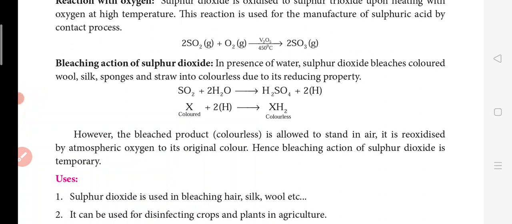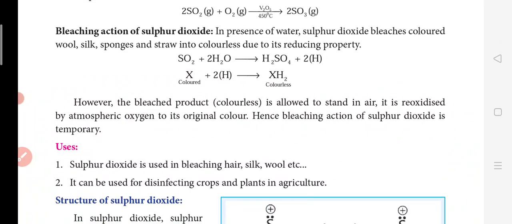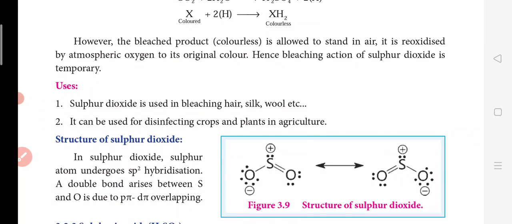Not only this, the white color of sugar, the table sugar, whatever we are using, is completely white because of the sulfur dioxide. It changes the color into completely white. So it is highly not recommended, but still we are using it. Brown sugar is very good for health. However, if the bleached product is allowed to stand in air, it is reoxidized by atmospheric oxygen to its original color. Hence the bleaching action of sulfur dioxide is only temporary.